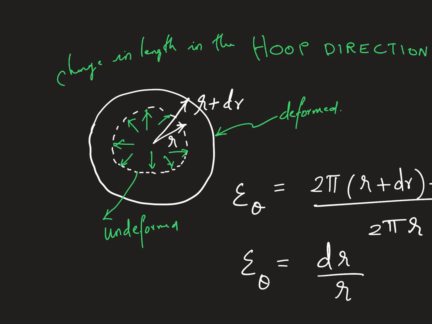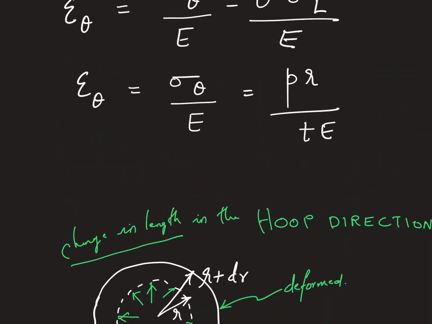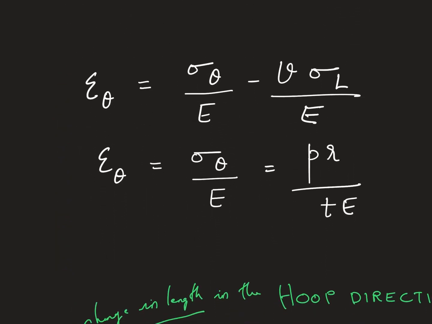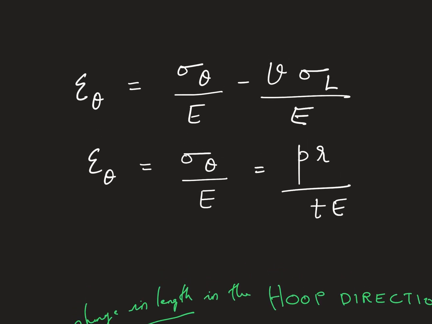Now you want to connect this change in length with respect to the internal pressure that is acting on the system. Now we need to resort to our strain stress relations as shown over here. So I know there is a change in length in the hoop direction. So I'm trying to compute what is my hoop strain that is coming in the ring.